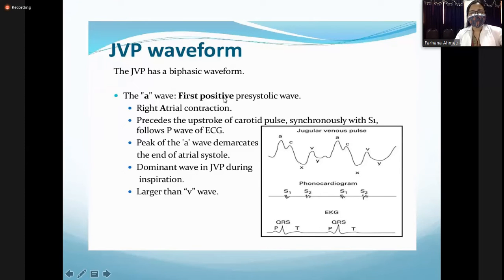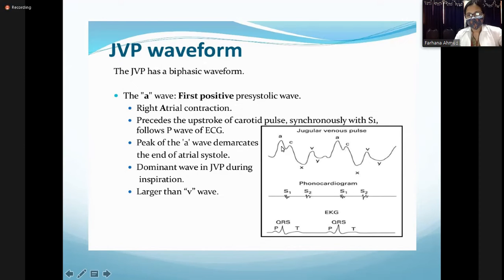The A wave is the first pre-systolic wave. It reflects right atrial contraction, and it is larger than the V wave. So the A wave is formed by atrial contraction. Then this part is the X descent. After contraction, the atria go to relaxation, then the atrial pressure falls down from the previous pressure. And this is the X descent.